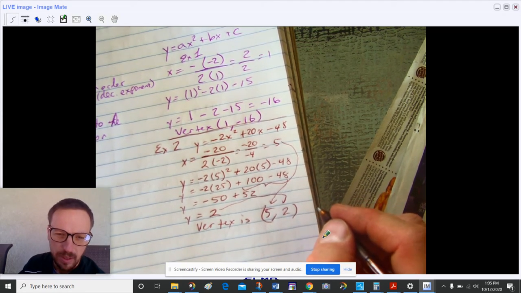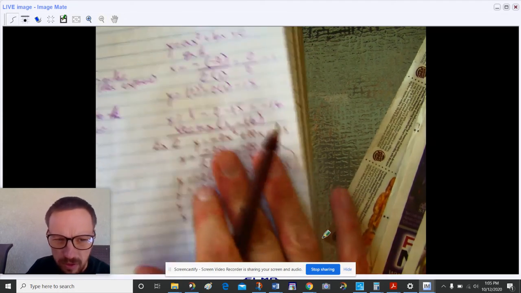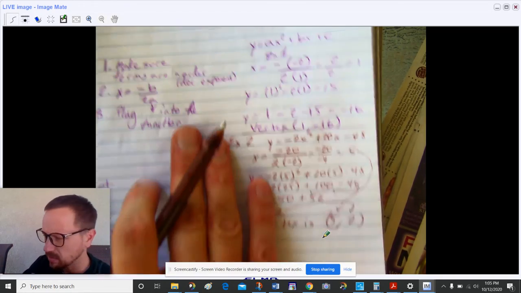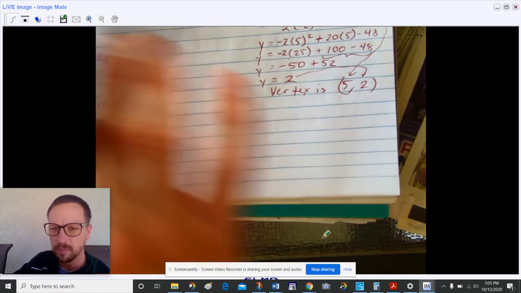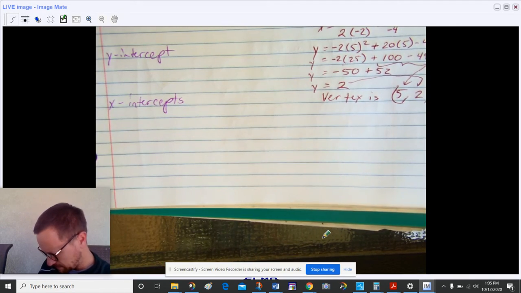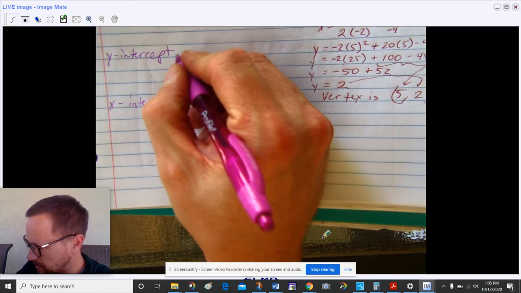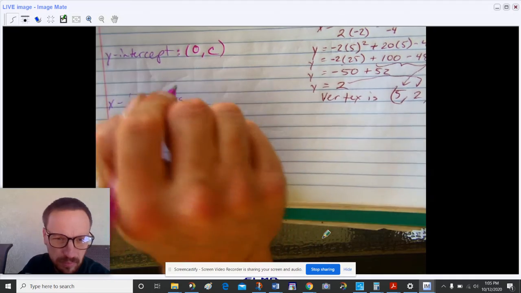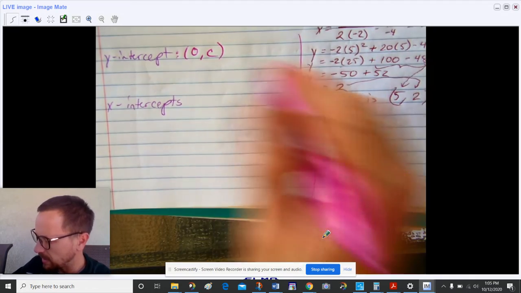That's how that goes. So just follow those 3 simple steps to get the vertex. Now you've done this before back in Algebra 2, so it's just a little bit of a memory thing. The y-intercept is probably the easiest part of the whole thing. That's going to be 0, comma, c, 100% of the time, if we have it like this.